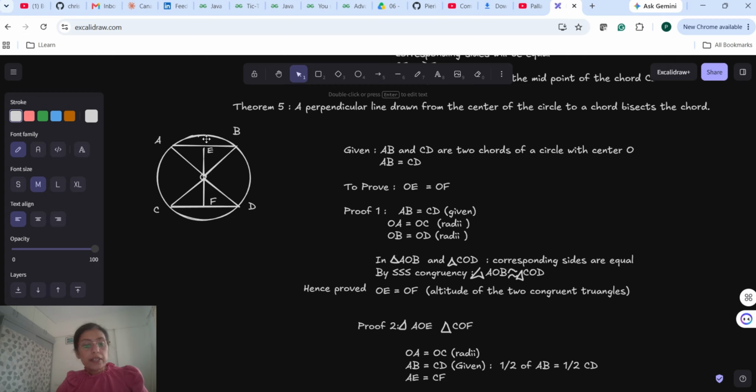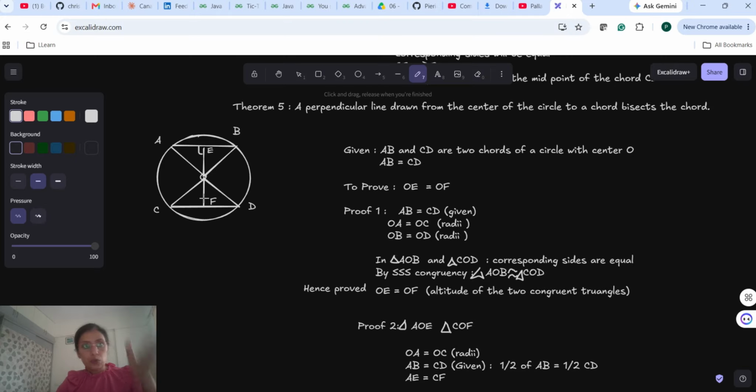This OE is the distance from the center of the circle to the chord. When we draw from the center of the circle to the chord, we are drawing a perpendicular line, right? When we have to find the distance, we draw a perpendicular line. So this OE is the perpendicular line to AB. In one of the earlier theorems, we had seen that if we draw a perpendicular line from the center of the circle to a chord, then it bisects the chord, right? So this means that this E will be the midpoint.